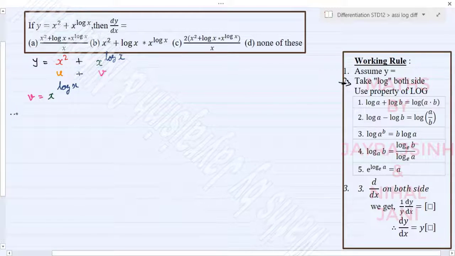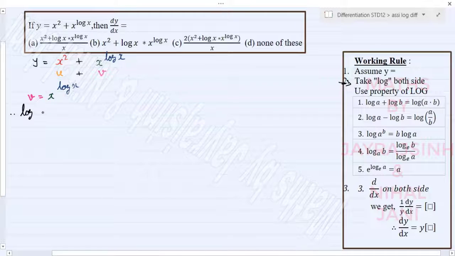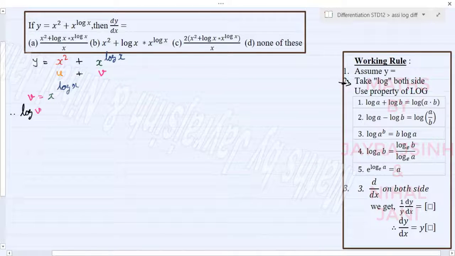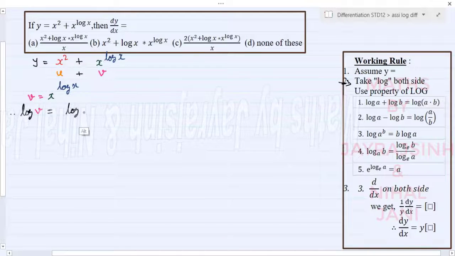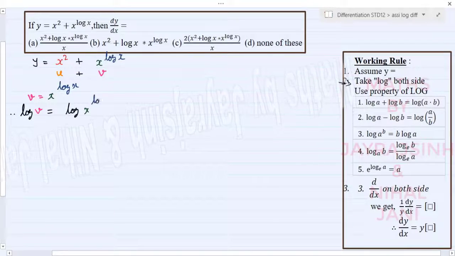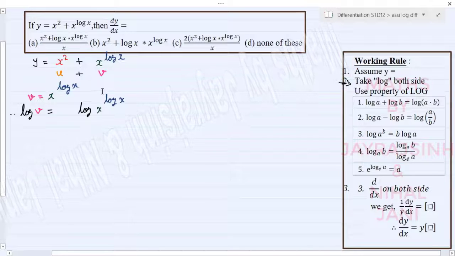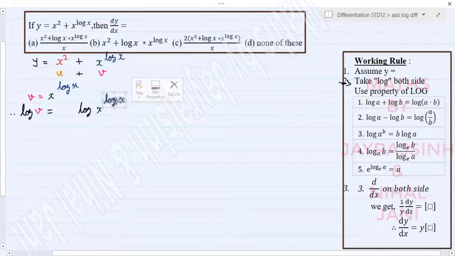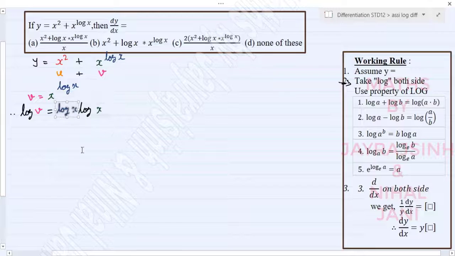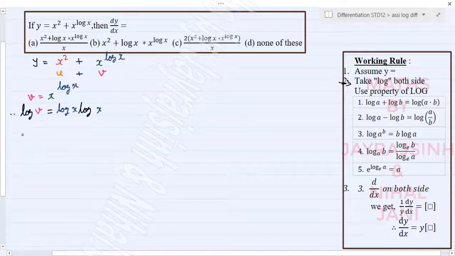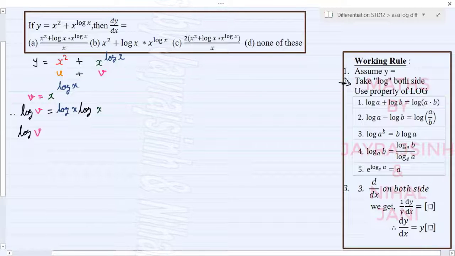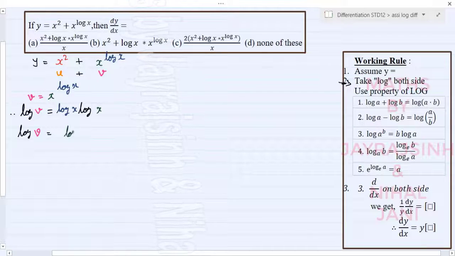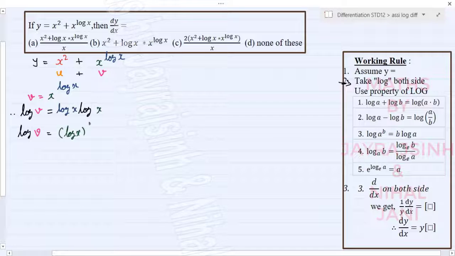So let's take log on both sides. So on the left hand side we will get log v, and on the right hand side we will get log of x raised to log x. For further simplification, we can say this log x will go within the multiplication of log x. So finally, here we'll get log v is equal to log x the whole square.